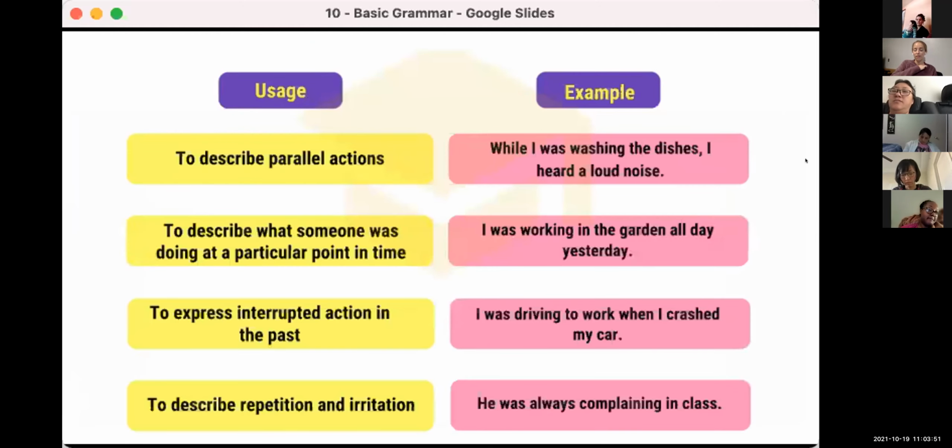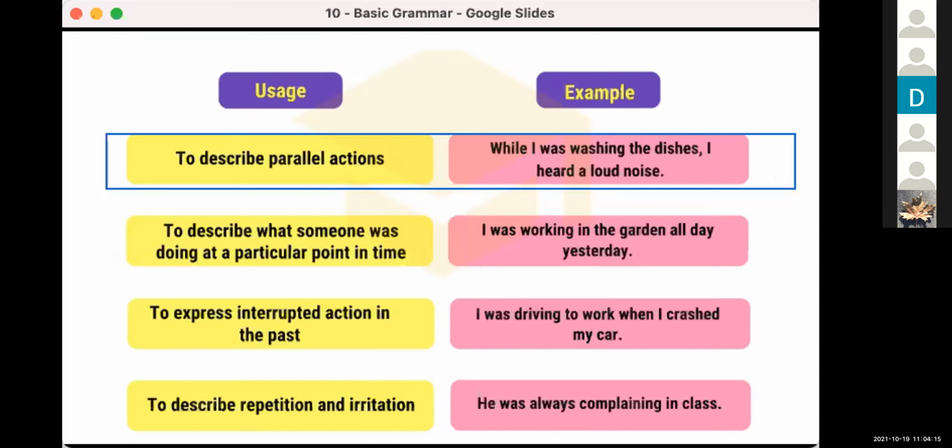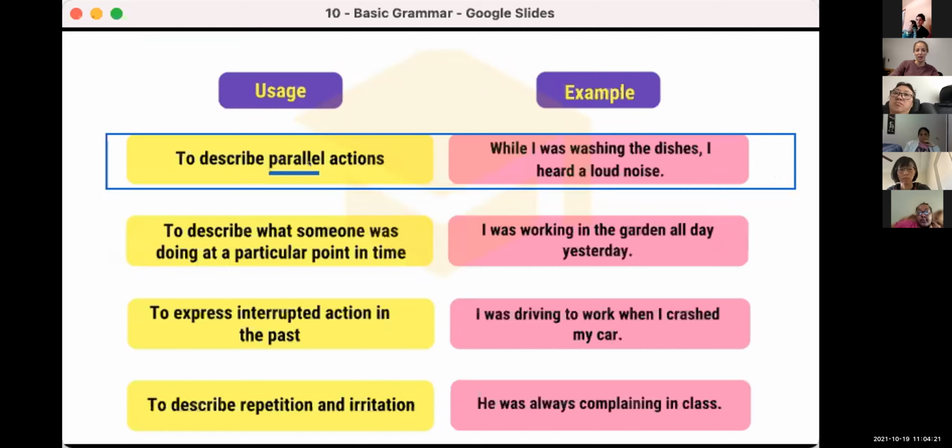All right. Let's talk about when to use the past progressive or past continuous. Can I have a volunteer to read the first example? To describe parallel actions: while I was washing the dishes, I heard a loud noise. Very good. Thank you, Lamina. Parallel means two things happening at the same time. So we use the past progressive here. While I was washing the dishes, I heard a loud noise.